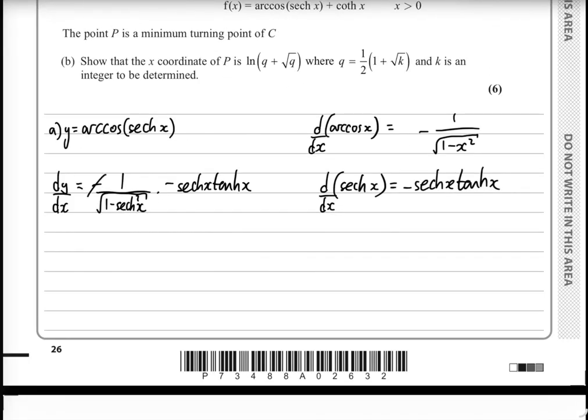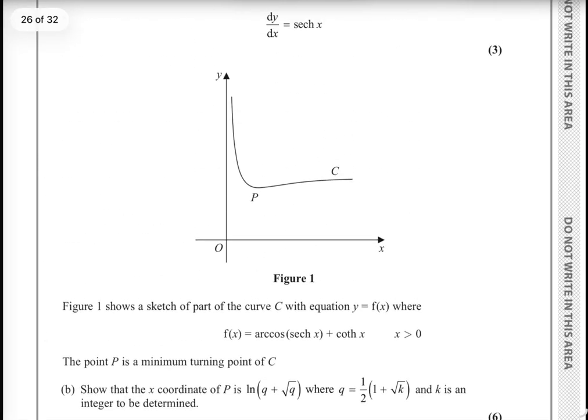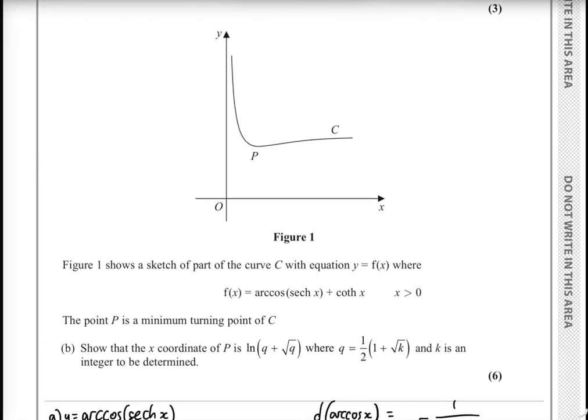First of all, we can cancel the negatives. 1 minus sec is tan squared. Sorry, 1 minus sec squared is tan squared. And we can see where this is going now. That cancels with that. And it is indeed sec x. Okay, part A shown.